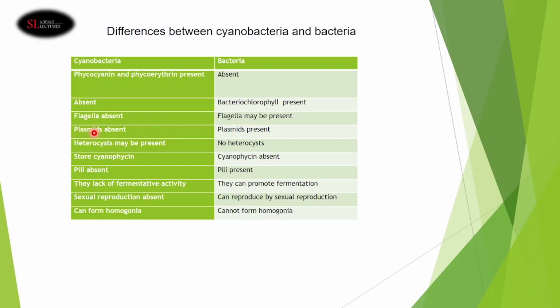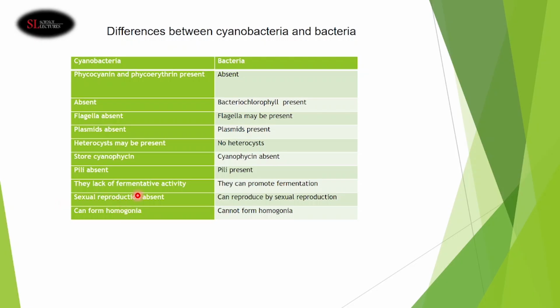Cyanobacteria doesn't have this extra chromosomal DNA called plasmids, while bacteria has the plasmids. Cyanobacteria forms heterocysts, bacteria doesn't form heterocysts. Cyanobacteria stores cyanophycin, bacteria doesn't store cyanophycin. Many bacteria have pili, cyanobacteria doesn't have pili. Cyanobacteria doesn't carry out any fermentation, many bacteria can carry out fermentation.